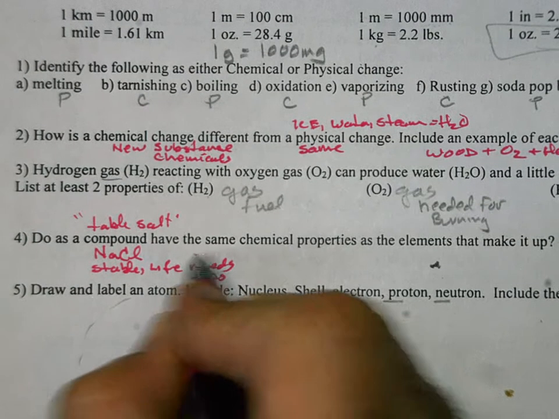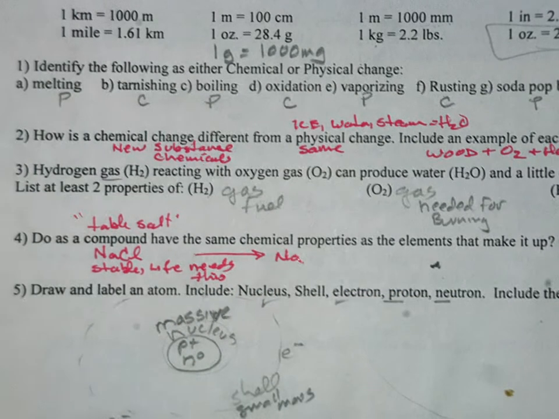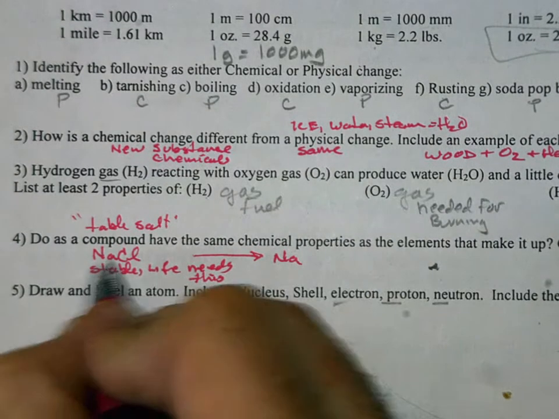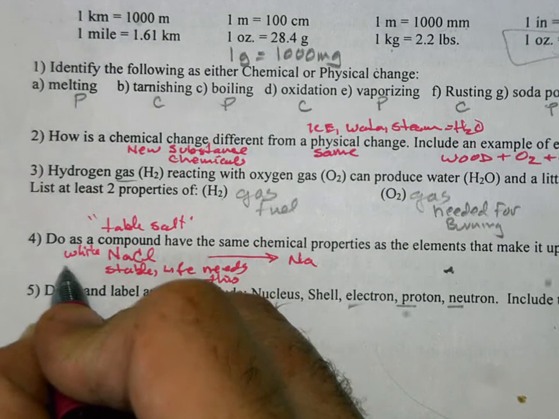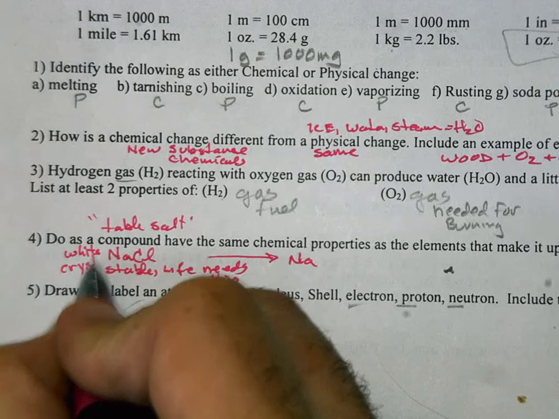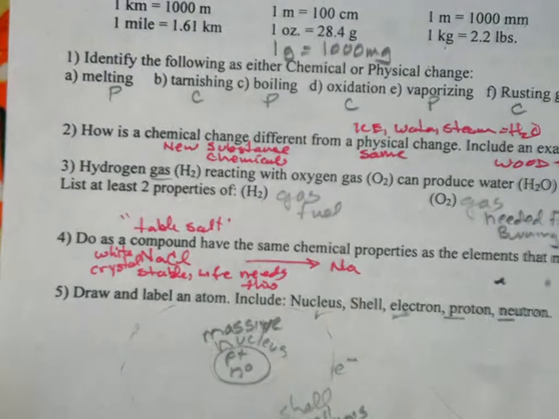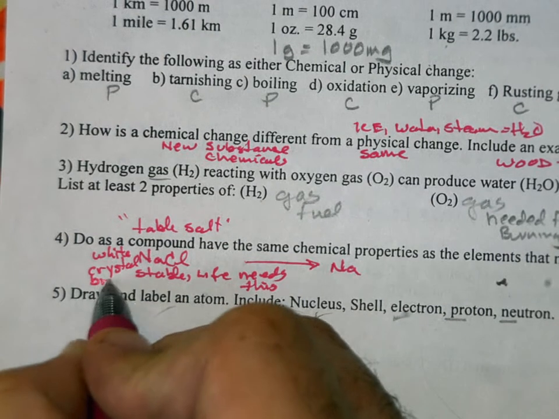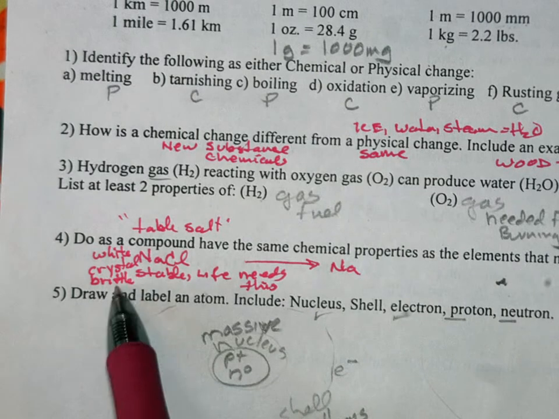However, if we were to break this apart into sodium metal, which is a shiny silver metal, let me back up here. Salt is a white substance. It's a crystal, and it's brittle. We're not even going to get into taste and stuff. So it's a white crystalline brittle material.